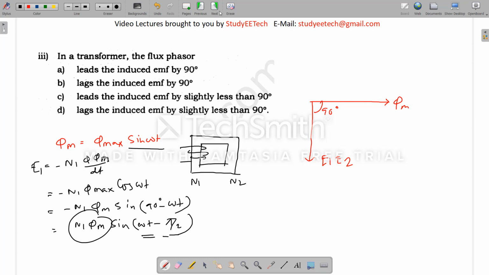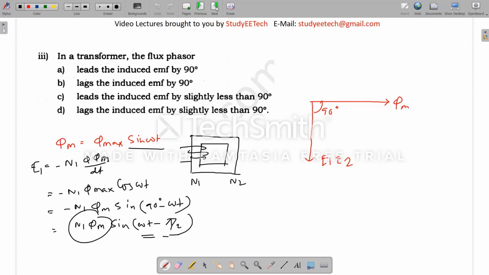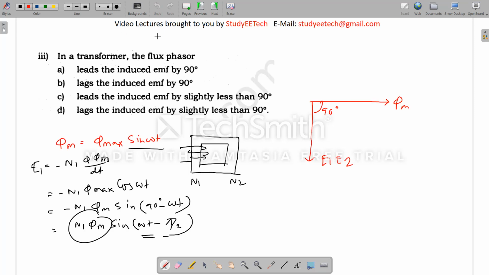What is the next question? In a transformer, the flux phasor. Look, the same question has been repeated. This is answer 3 and this is 4. I have scanned these from the question papers, so the same questions came. The answer will be: the flux phasor leads the induced EMF by 90 degrees, and the previous one is also the same.